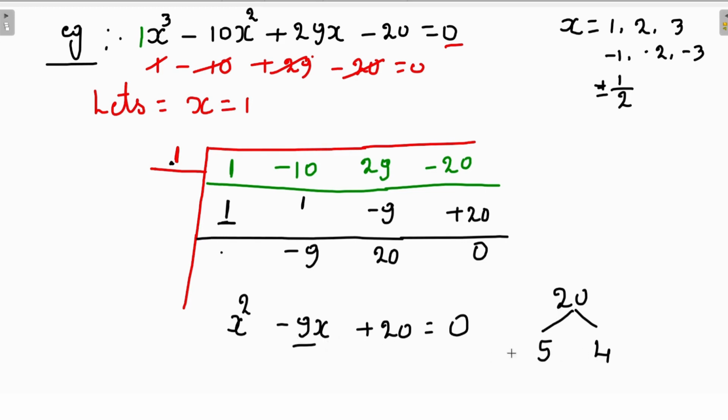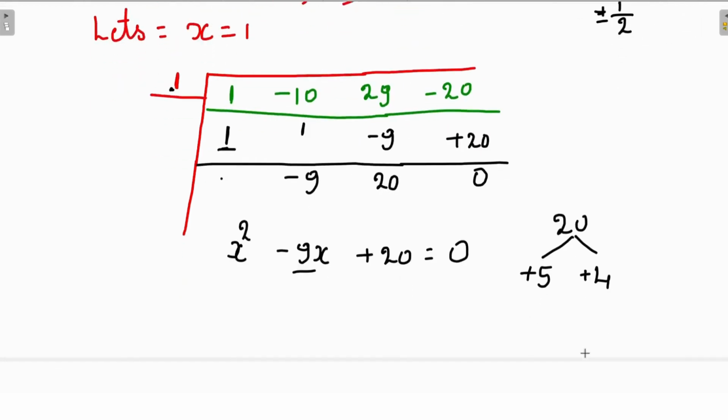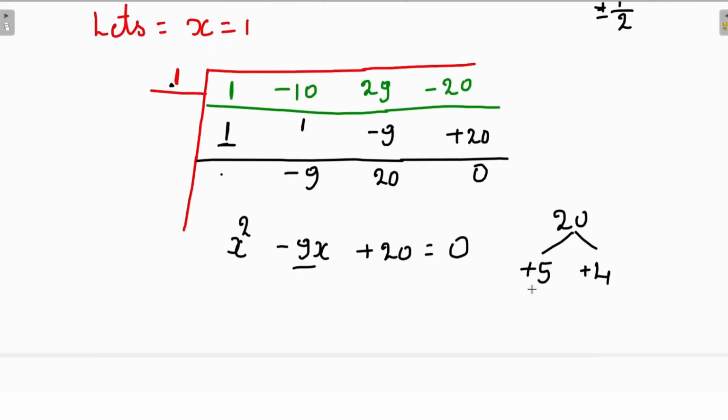The question has minus plus, then the answer will be plus plus. Divided by 1, divided by 1. So for this cubic equation the final roots will be x equal to 1, 5 and 4.